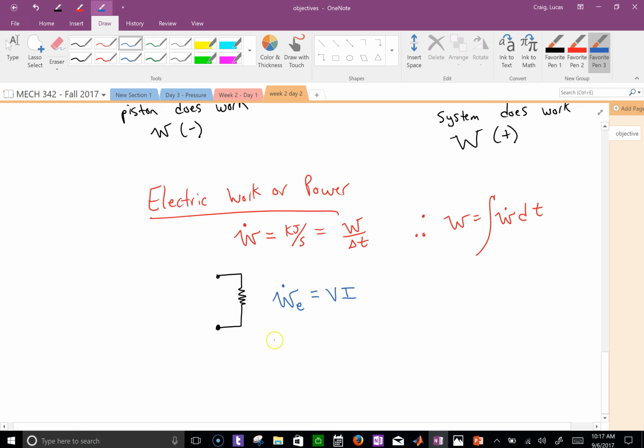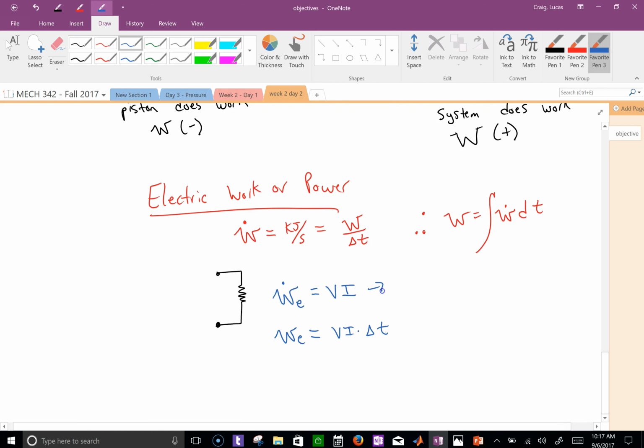And how would you calculate the actual work? What would we have to do? Just multiply by a change in time? Trust me, that will get everyone. Which one? Yeah, that's power. So this is power. And this is work. So yeah, that's what I'm trying to make sure you're clear on, the difference between the two.